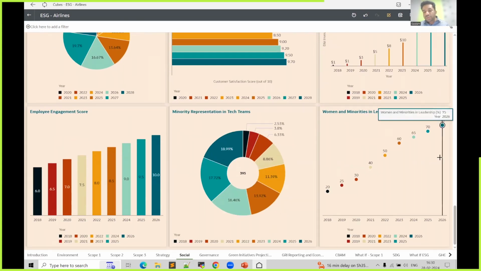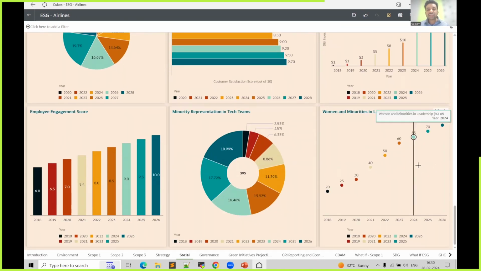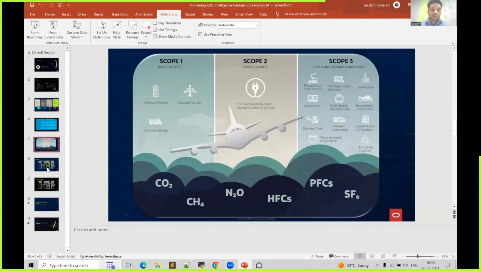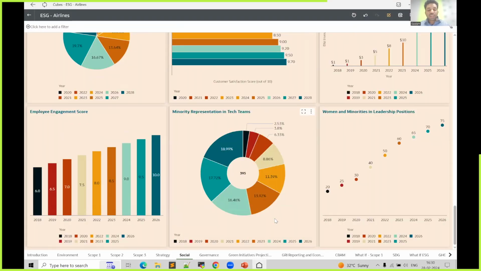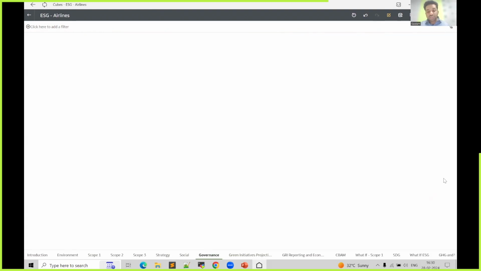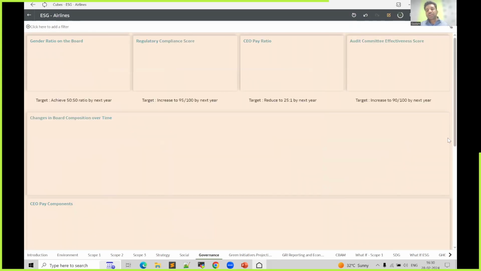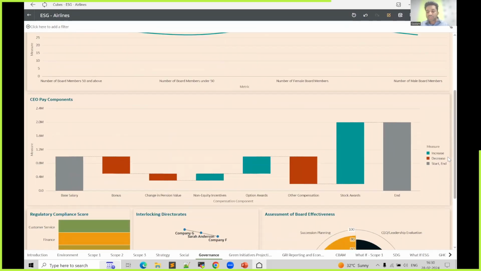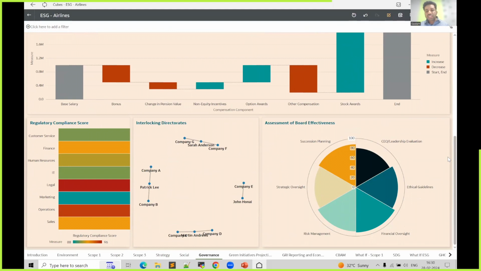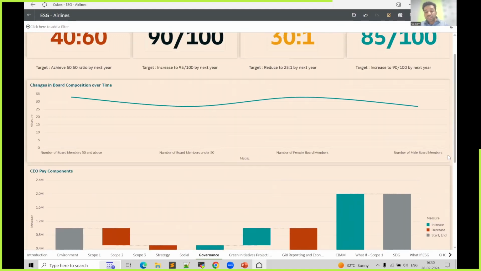You can then take a look at your minority representation, and this data, like we highlighted in this specific slide, it could be coming in from a human capital management module or a similar system with the people information, and you'll be able to accurately identify this information. And very similar to social, we now have governance related metrics, which is more on the, let's say, tax calculations. It talks about gender equality. It talks about the board members 50 and above, the split between the female members and the male board members, and very similar information that will help from a compliance perspective.